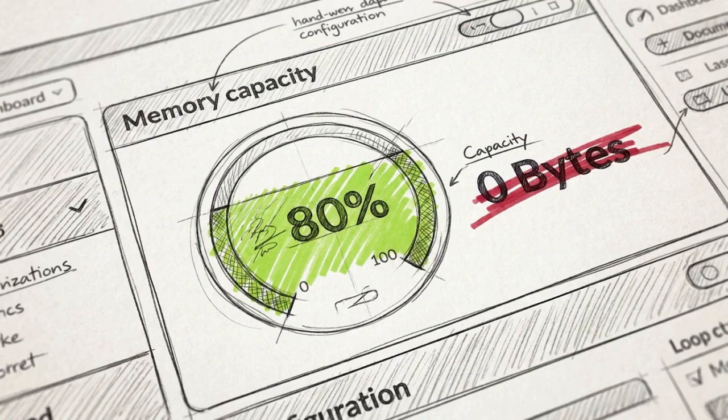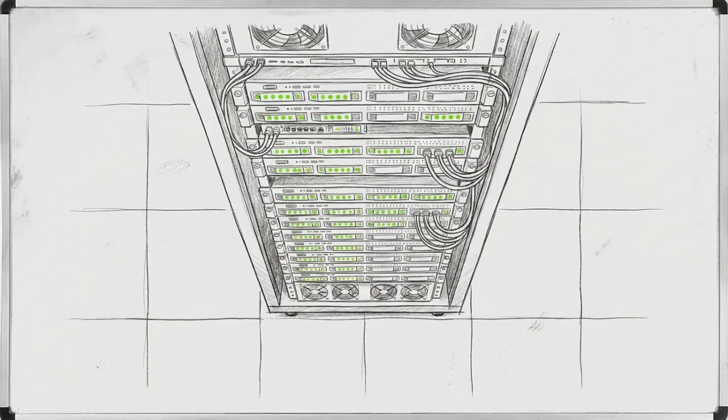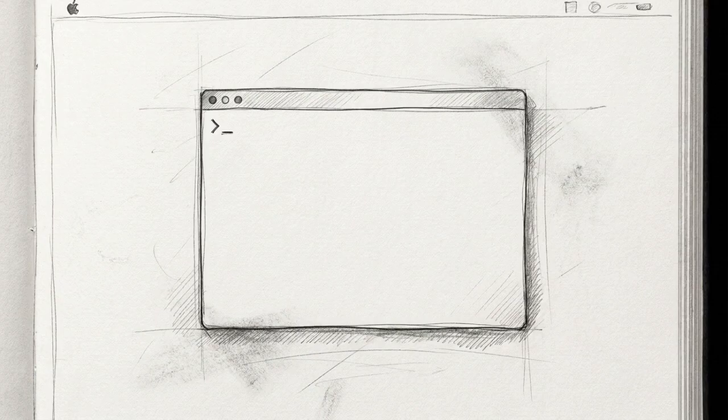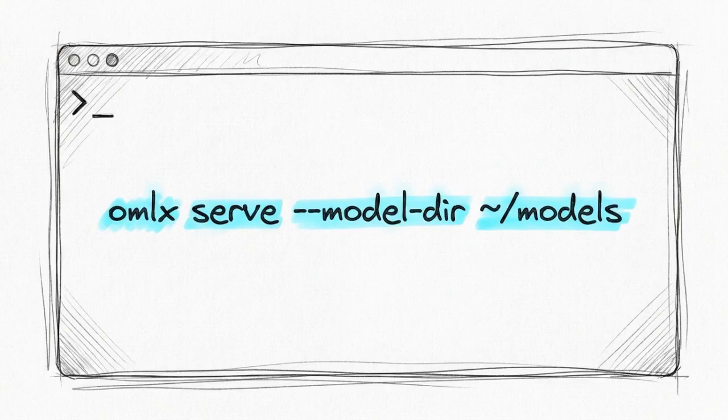Properly defining this threshold prevents the server from computing a 0-byte total memory allocation limit. Getting this single setting right safeguards the entire inference pipeline from catastrophic failure under heavy load. Step 1 for validation is launching the background daemon. In your terminal, type omlx serve and point it to the root directory where you store your MLX format models.